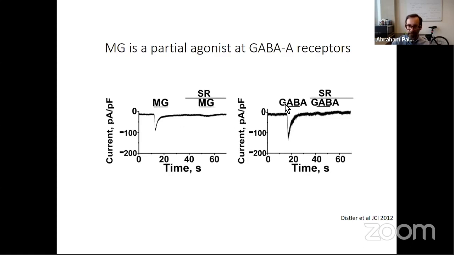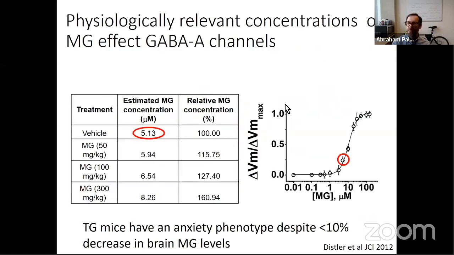I won't show you all the data, but it turns out that MG appears to be a competitive partial agonist at GABA-A receptors. Unlike GABA, it's not packaged in vesicles and released. It seems to diffuse through cellular membranes. Critically, we see that physiological concentrations of MG are right on the steep part of the dose response function for activating GABA-A receptors. So based on this and some other data, we believe that MG is an endogenous modulator of GABA-A receptor function.